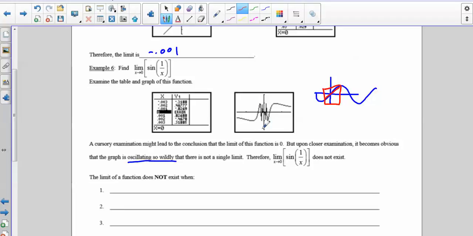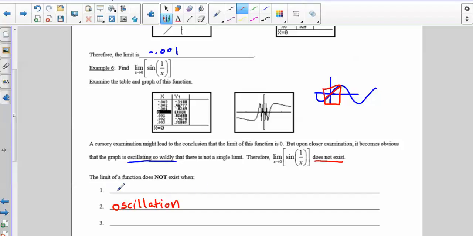But this function, sine 1 over x, if you were to graph that on your calculator and zoom in, you will actually find that this gets crazier and crazier the closer you look at the function. So as you zoom in closer and closer, it gets more and more wild. And for this reason, we cannot actually approach 0 and find a limit. So this limit does not exist. And this means that oscillation is one of our reasons why a limit might not exist. Oscillation.